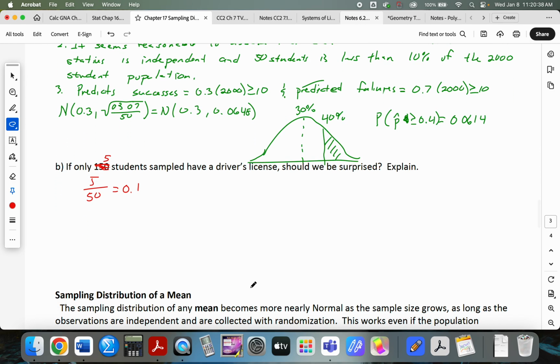So we know that this normal model applies. I've got this normal model where the mean is 0.3 and the standard deviation is 0.0648. And I want to know what's the probability that my observed proportion, p hat, is less than or equal to 0.1.